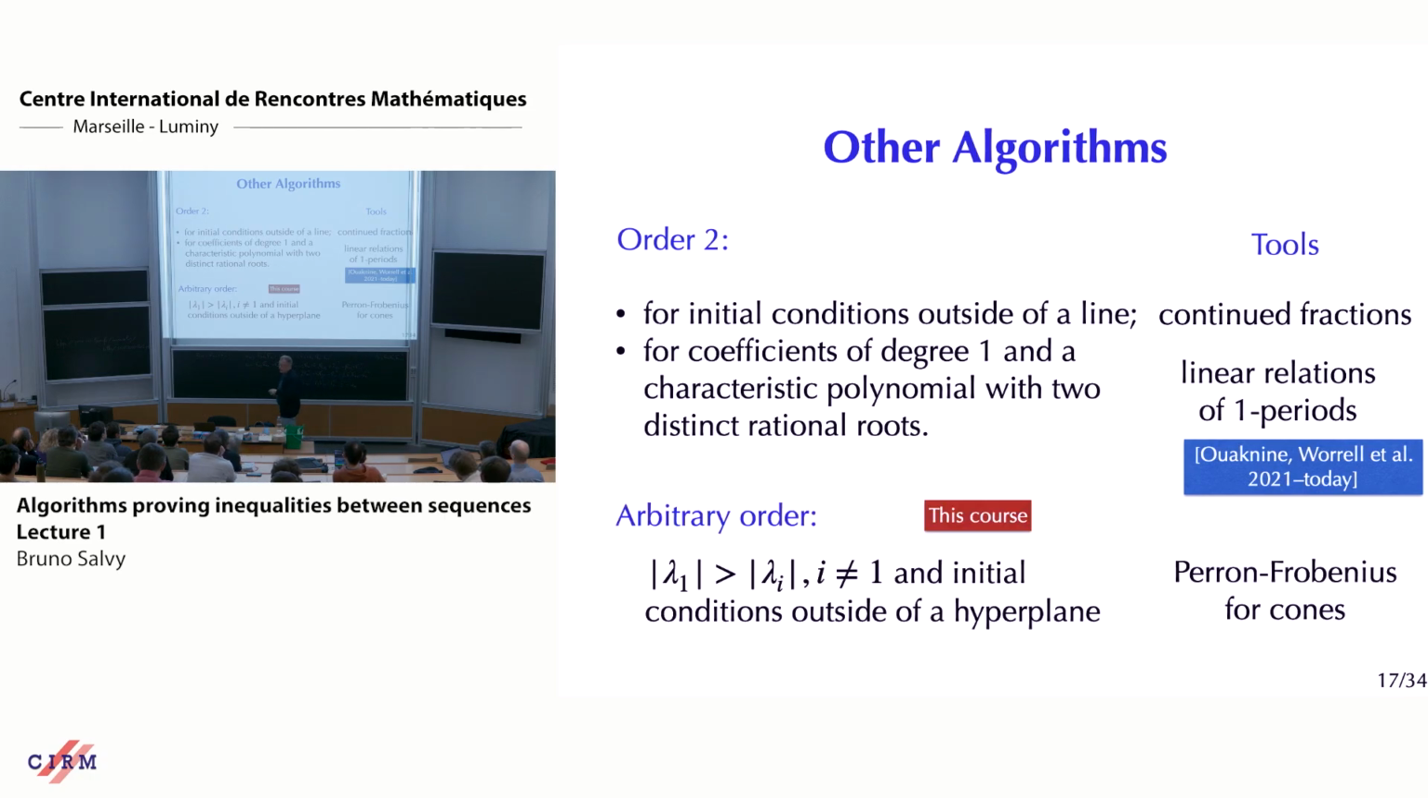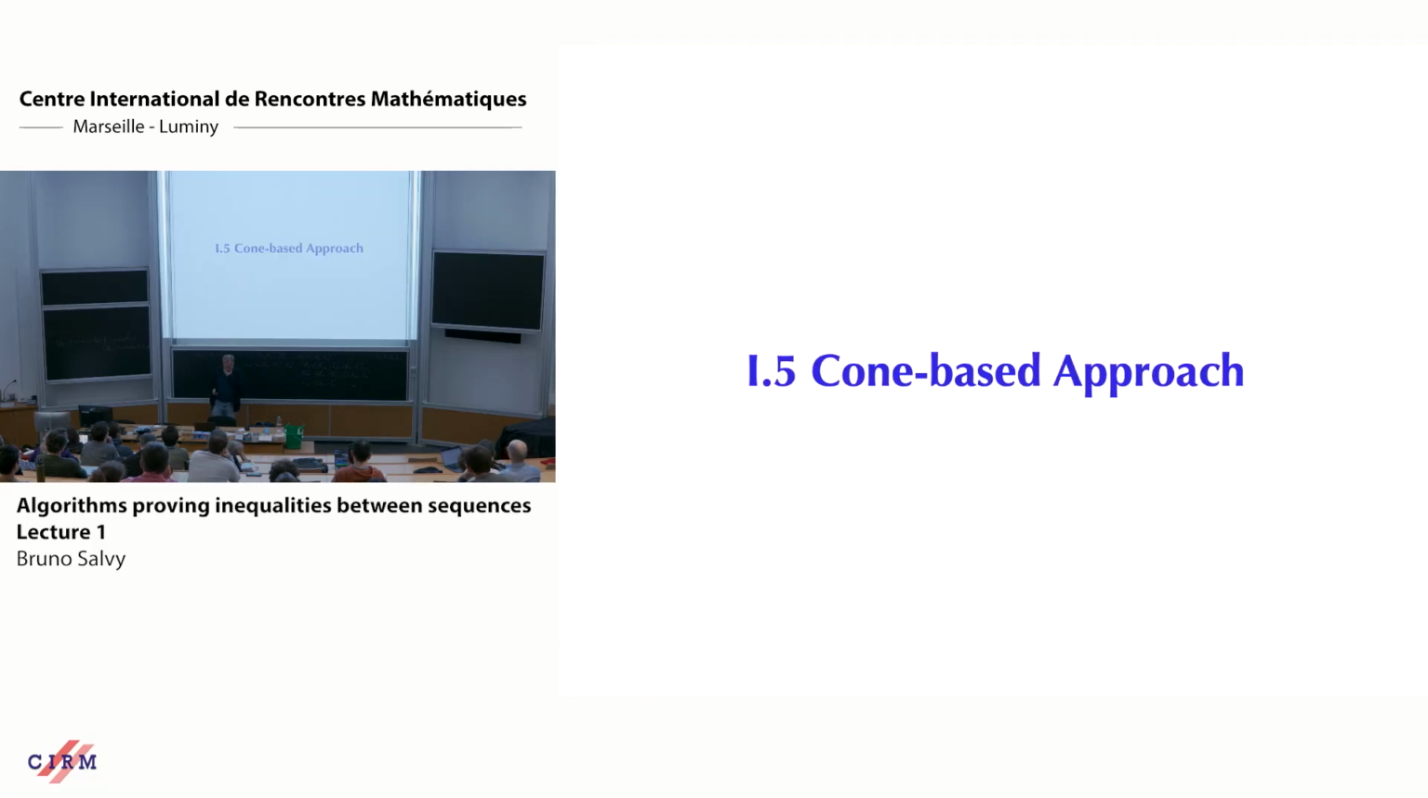And then there's the simple class, which is the one I will be looking at. The order is arbitrary, but we have a dominant eigenvalue or root. And again, there will be the initial conditions, in the same way as here, they should be outside of the line. They will have to be outside of a hyperplane. And the underlying tool is the Perron-Frobenius theory for cones, and that's what a large part of this course will be about. So the cone-based approach.